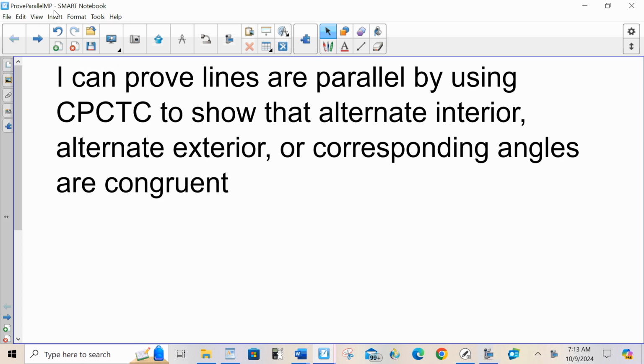Hello everybody. Today I can prove lines are parallel by using CPCTC to show that alternate interior, alternate exterior, or corresponding angles are congruent. This is actually a very important lesson, not only here, but when we come back to proofs later on in the year. For the commonly asked 6-point Regents questions, you're going to have to prove lines are parallel. So for that reason as well, this is a very important lesson.